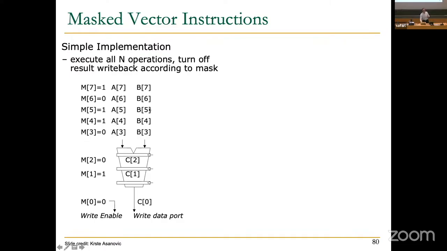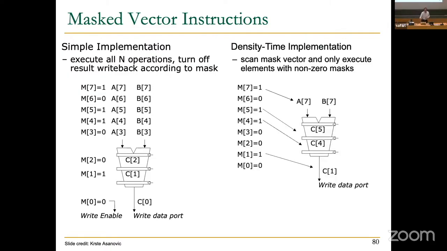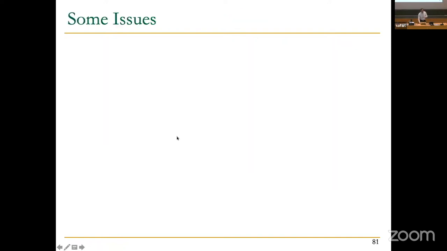Now, this may be very energy inefficient, as you can see, because if your vector mask is 0 for almost all the elements, you're doing lots of computation in your functional units, but you're not writing back the result. So another implementation is this density time implementation, where you first scan the mask vector, and you figure out which ones are actually 1s, and only execute those operations in the vector that are 1s. That's the idea. Which one is better? It depends on the complexity of the scanning and also how many zeros you have in the mask. Okay, so I'll let you think about that.